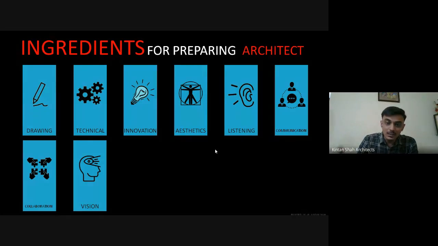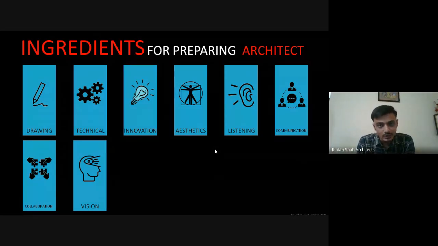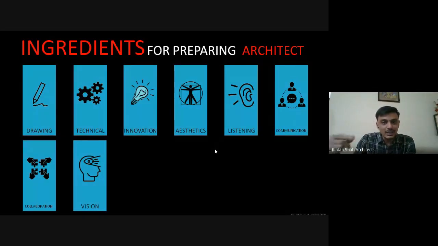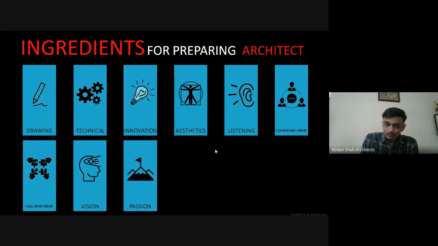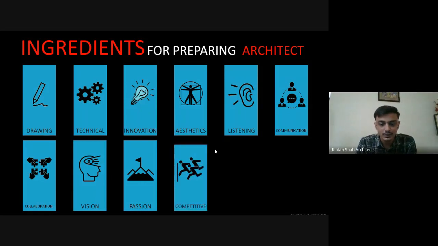We can always keep making caves. We could have kept making those shelters from twigs and stones with animal leather. That was possible. But then we kept evolving. So that is the kind of vision that is needed. Obviously, there has to be passion. Without passion, you will have no vision, no innovation. Everything loses. So this essentially is like salt in food. It gives taste to each and every ingredient.